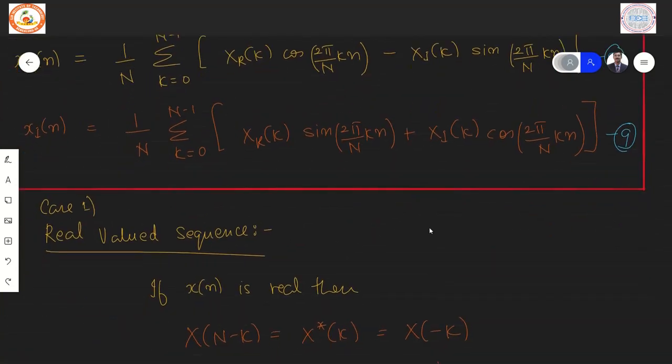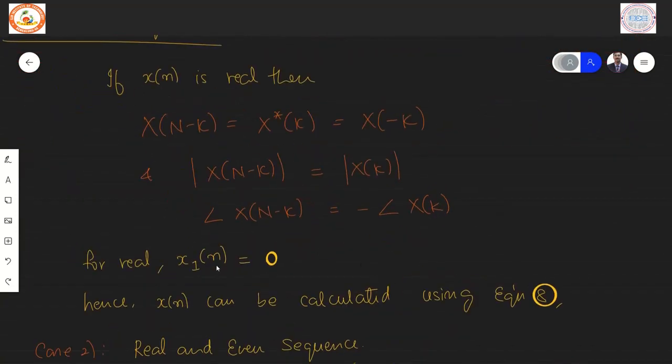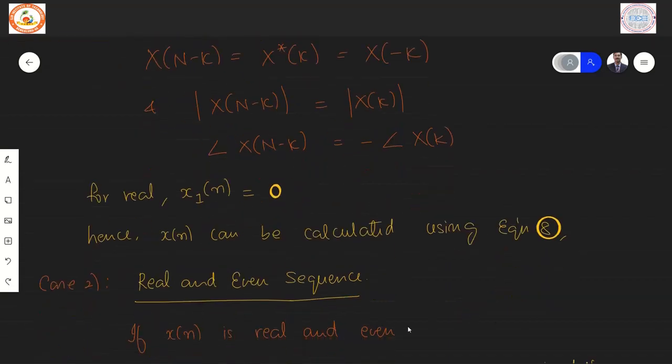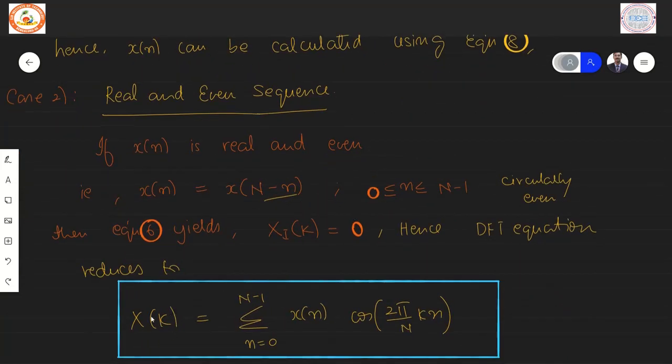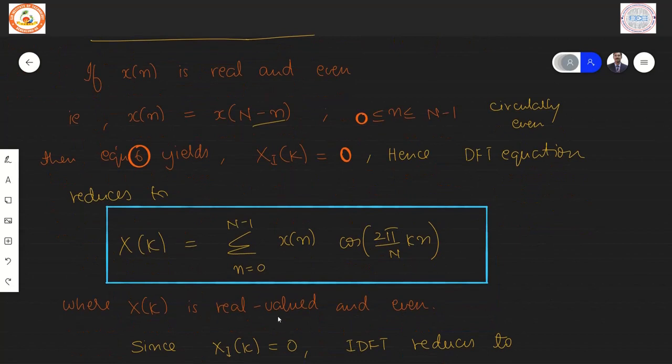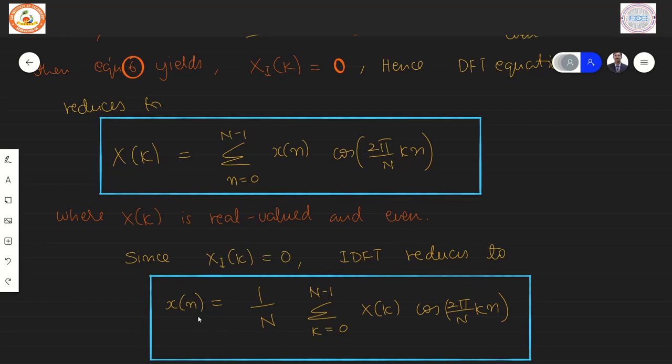Now, to consider the 4 different cases, we consider a real valued sequence. What happens in the case of real? We know that definitely the imaginary part is equal to 0, and hence x of k is calculated only on the basis of equation 8. When it is real and even, we have seen the condition and what results. So we get x of k, which has the term x of n multiplied with cos 2 pi kn by N. So this is real valued and even. For the IDFT, we have x of n equal to 1 by N times the summation of x of k cos 2 pi kn by N.